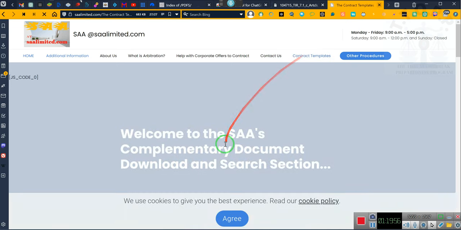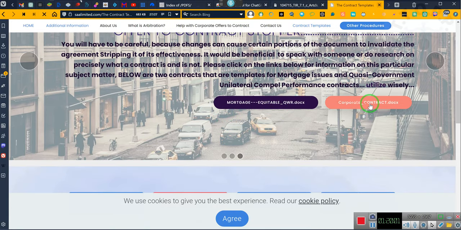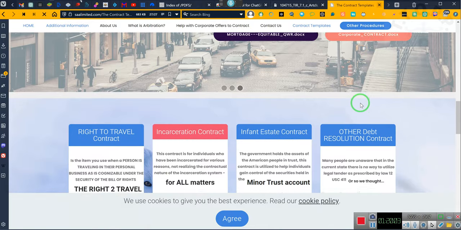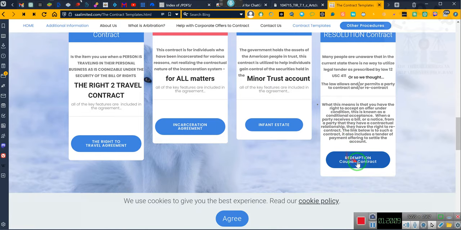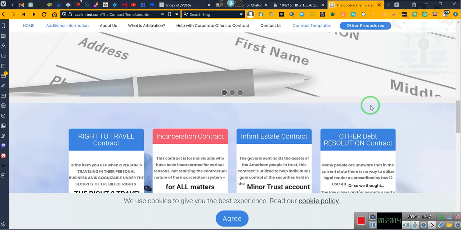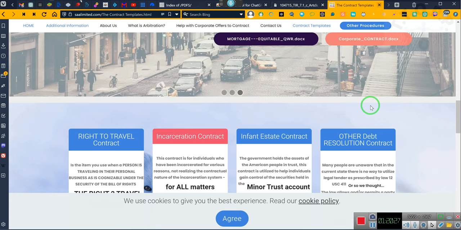And under contract templates, we're going to go down here. See, you have mortgage, you have corporate contract. Now you can use the corporate contract, but I'm going to tell you to use this one right here. Redemption coupon contract. Okay? Just use the contract. Send it to the official requesting that information. Put that information in there that you want their bond information. You want the bonding company's information. You want the bond number information. You need the name of the person on the bond. And you need the name of all of the individuals who are directly associated with this matter who are bonded.